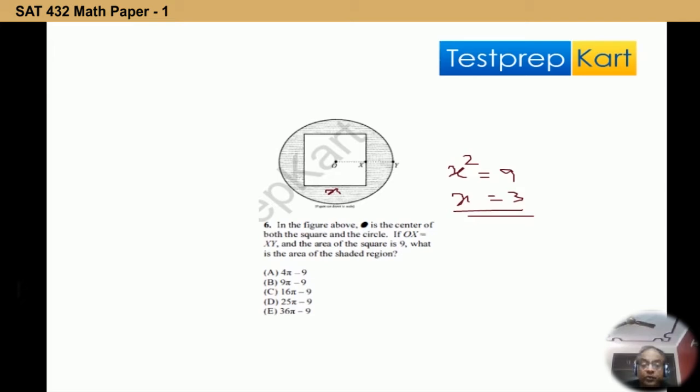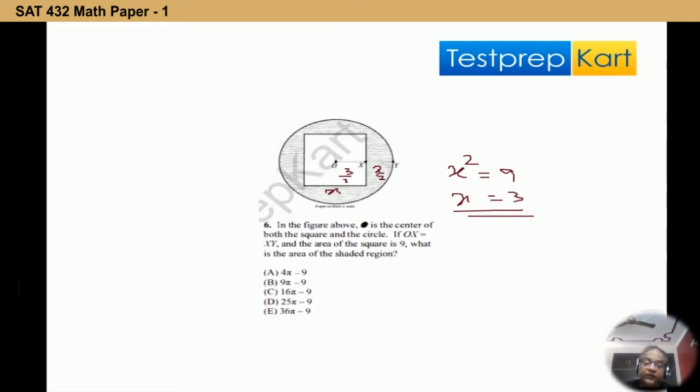So what will be OX? OX will be in fact 3 by 2. Right? Now OX is 3 by 2. Then OX and XY are equal, so this is also 3 by 2. Alright. So what is the radius of the circle? Radius of the circle will become 3.